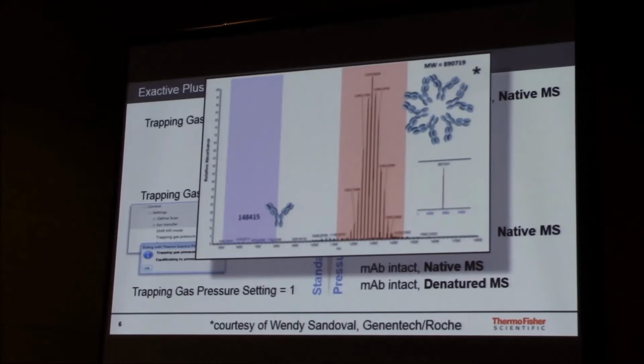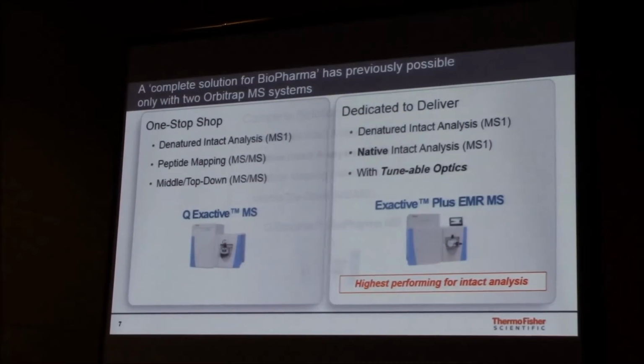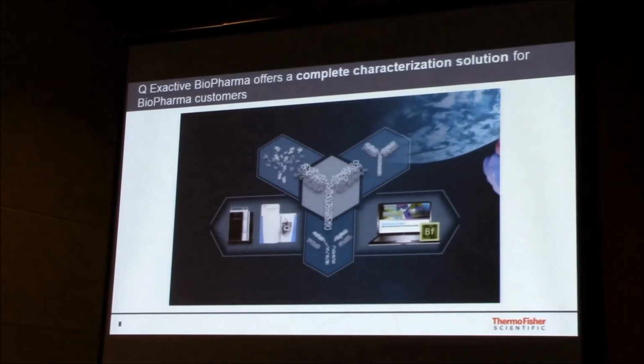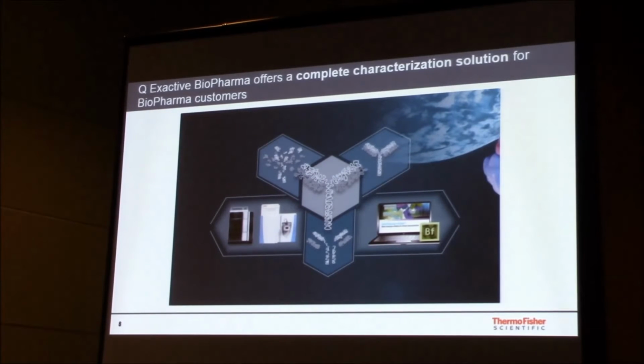The question is, how do we get this capability, or something that is usable for the core of biopharma, back into a Q Exactive? And that's what we did with our Q Exactive BioPharma. This is really taking the essence of the Exactive EMR and allowing us to now conduct a portion of these native intact analyses on the Q Exactive instrument. So that's what we have here. We're very proud. We have one LC, one mass spec, one software solution for labs of all sizes. This is something for small labs, for big labs.